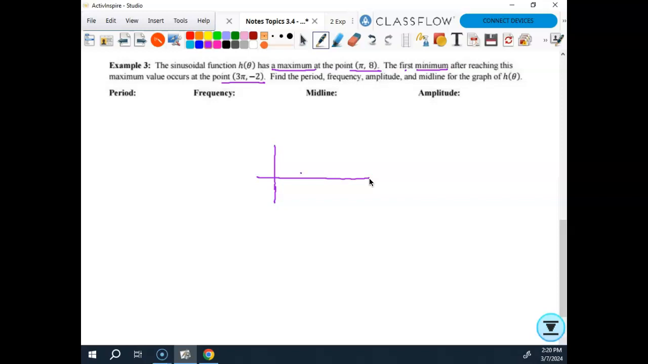So my x values, I have a pi and a 3 pi. I don't even really care how accurate things are. I just need them labeled so I can figure stuff out. My y values, I got one at 8 and one at -2. That looks good to me.